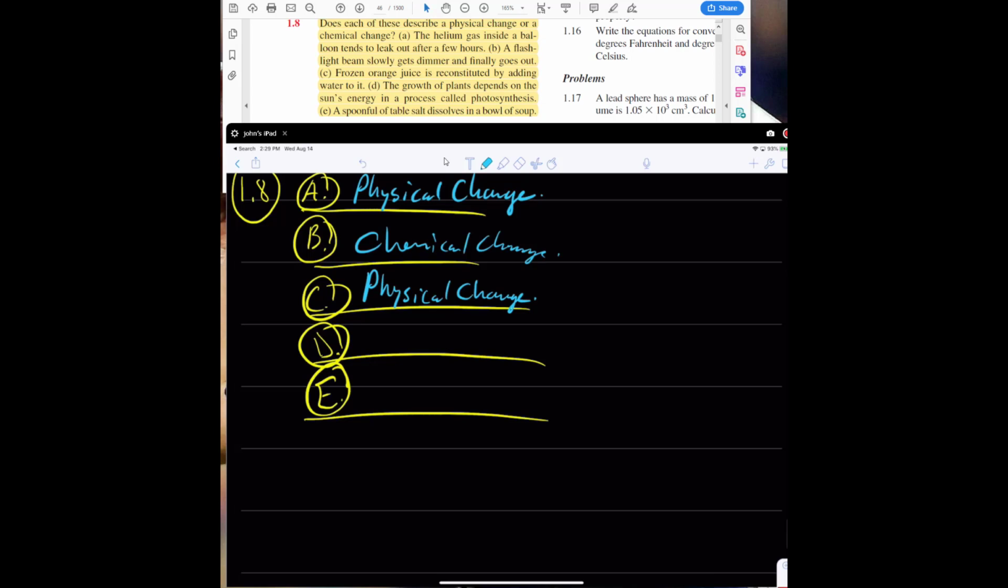Physical changes can be reversed, where in this situation here we have the frozen orange juice concentrate reconstituted by adding water to it. So it probably would be difficult, and it wouldn't really make much sense to do it, but in the end it is a physical change, because you could evaporate the water out of it, and then you'd be left with the orange juice concentrate.